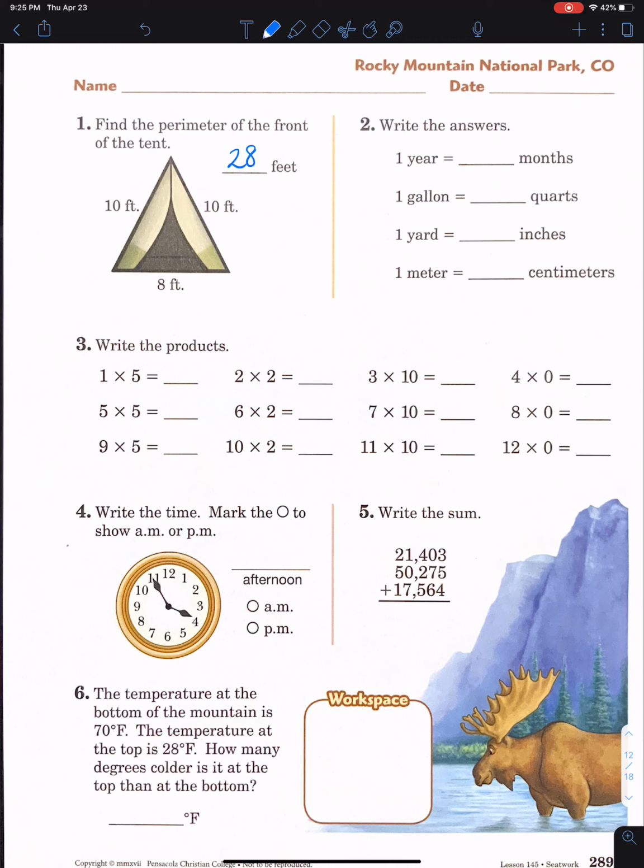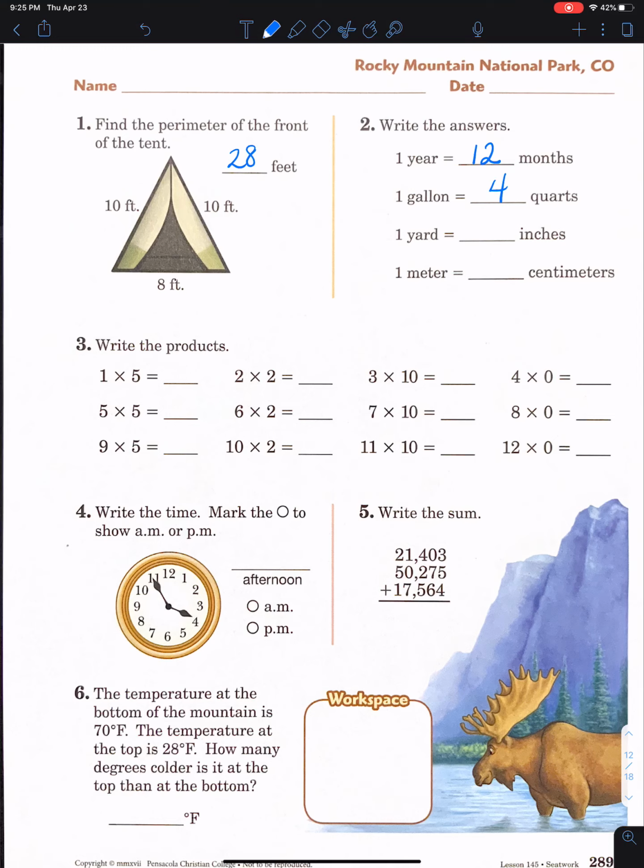For number 2, this is a review section. We have to constantly be reviewing these measurements and the months of the year and such, because these are just things that we need to keep memorized. So reviewing them often is a really good idea. How many months are in 1 year? 12 months. There are 12 months in a year. How many quarts are in a gallon? 1 gallon equals how many quarts? 4. There are 4 quarts in a gallon.